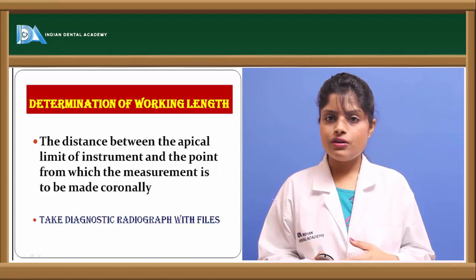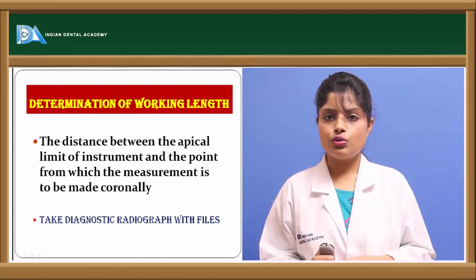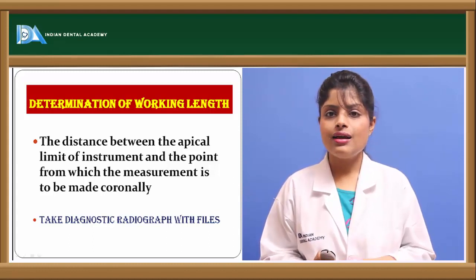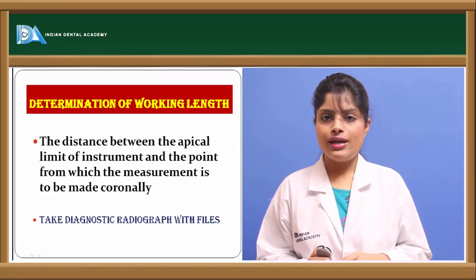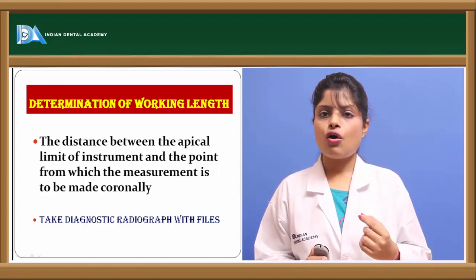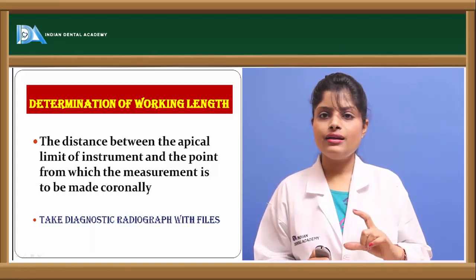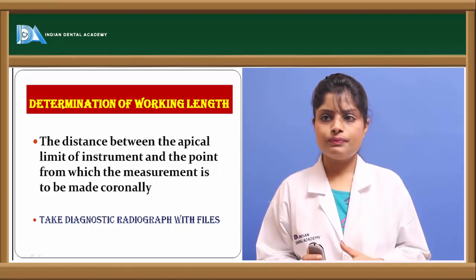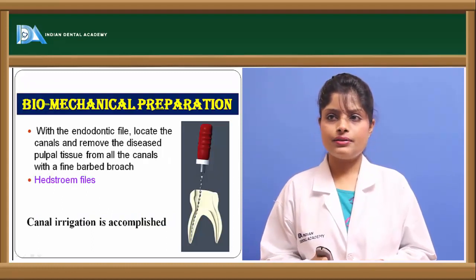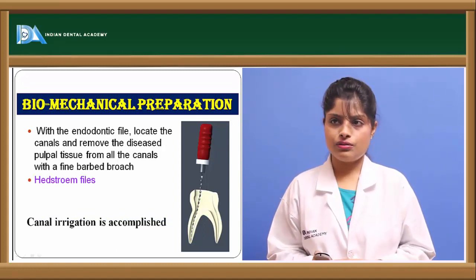Now, exactly, working length is the distance from the coronal reference point of the tooth. For example, in molars, we take cusp tips or marginal ridges as reference points, and we adjust the stoppers of the instrument to that level, and from that portion to the apical portion, generally 2 to 3 millimeters less is measured. So a diagnostic radiograph can be taken with the files. Now leading further to biomechanical preparation.